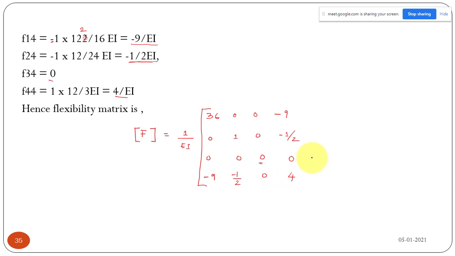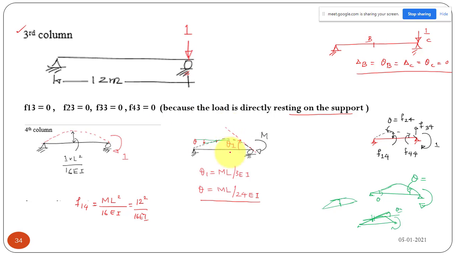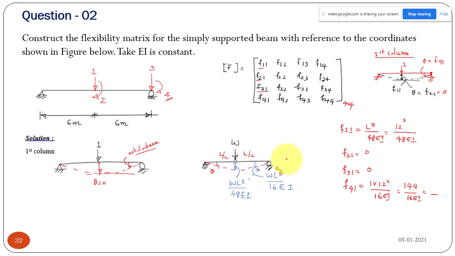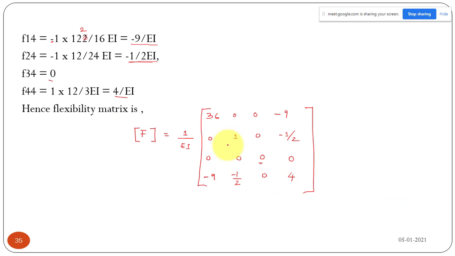This question is a good one for practice. If you are able to solve it correctly, then everything is clear, and all the concepts will be clear. If you try to solve it on your own and compare your solution, and you are getting the same answer, then I think your concept will be clear after that.